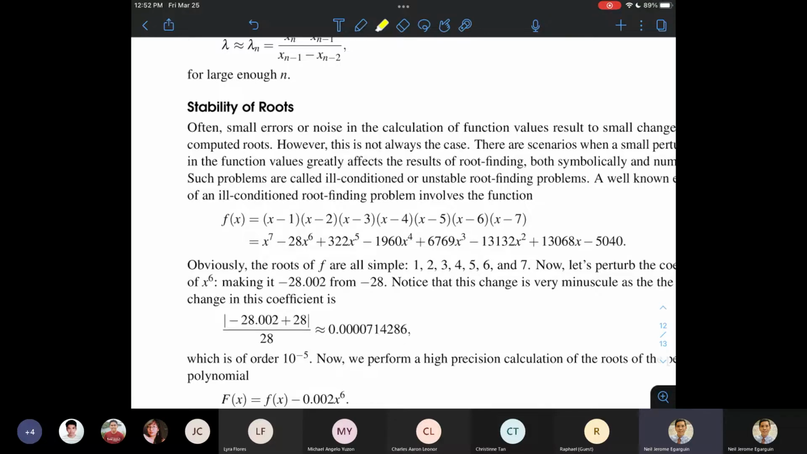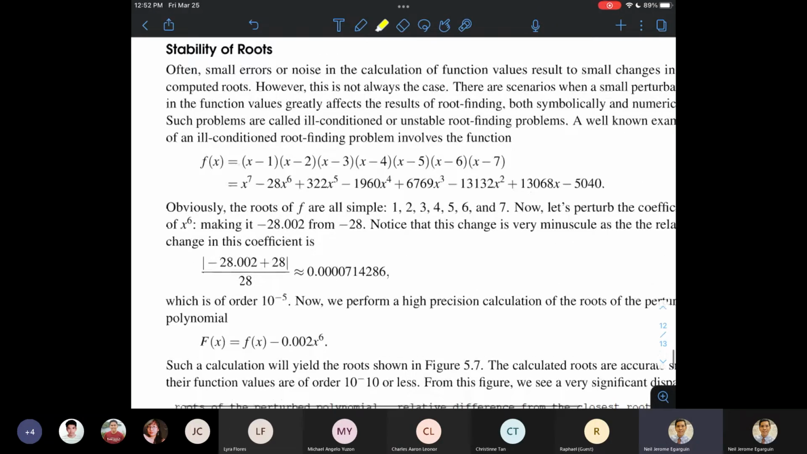Okay? Now, this happens in nature. Maraming mga problems talagang ill-posed or ill-conditioned or unstable. And usually, we can do little about it. Okay? Kailangan mo na talagang i-modify yung problem themselves. We'll look at some of those techniques siguro when we go to linear equations. Pero gusto ko lang illustrate ano yung ibig sabihin ng unstable root finding problems. Okay? Now, this is a classic example. Ito si function f. And then obviously, looking at the factored form of f, we know that 1, 2, 3, 4, 5, 6, and 7 are all simple roots.